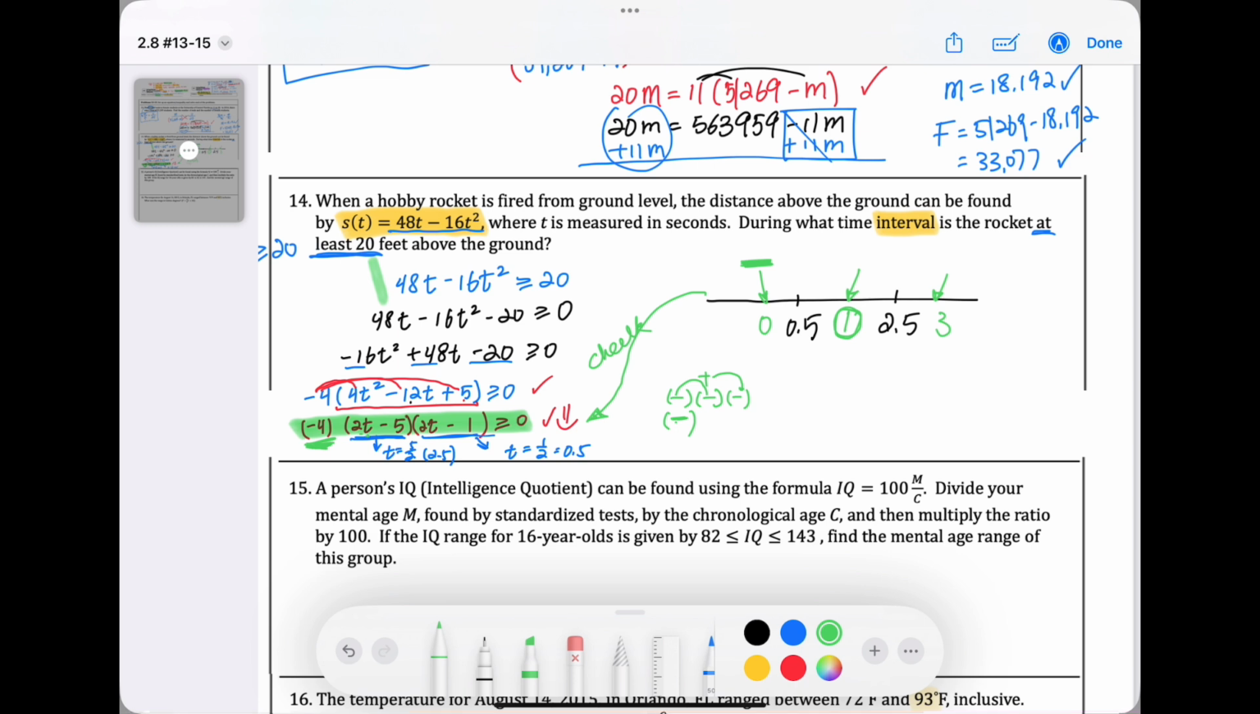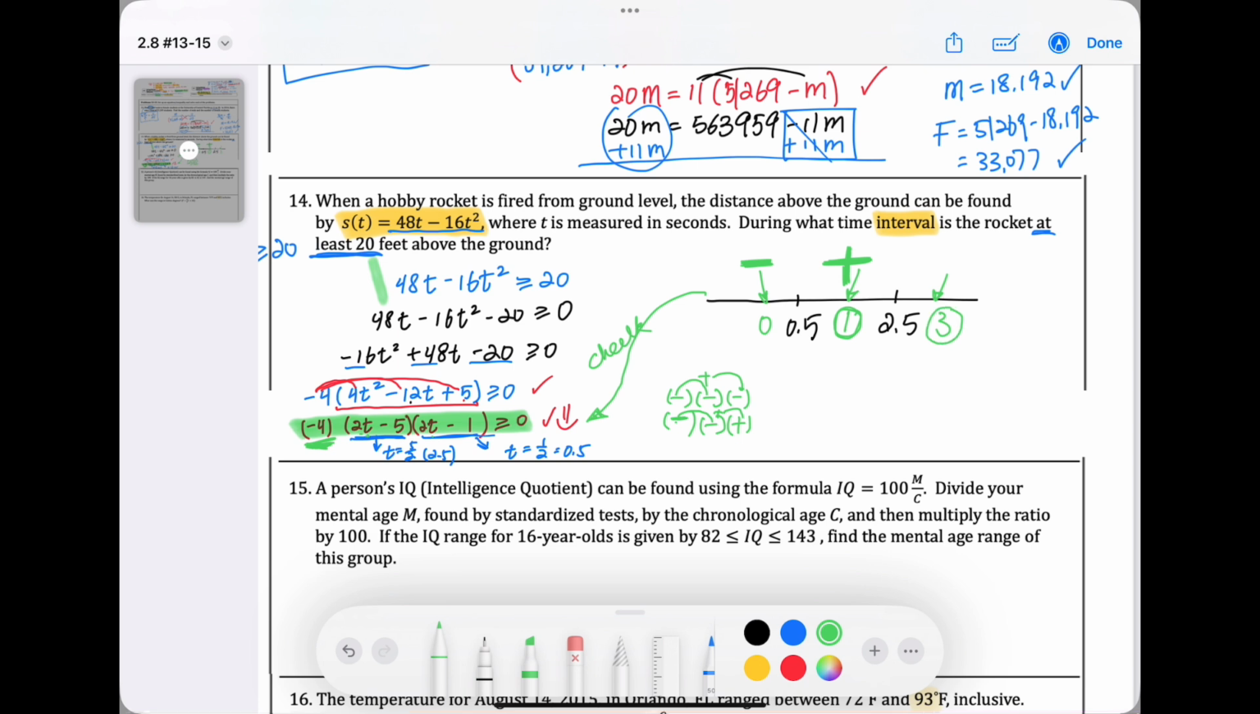But when I plug in 1, 2 times 1 is 2. 2 minus 5 is a negative number. And plug in 1, 2 times 1 is 2. 2 minus 1 is a positive. So housekeeping, negative and negative is positive, and positive times positive, I got positive. So right here, I got a positive outcome.